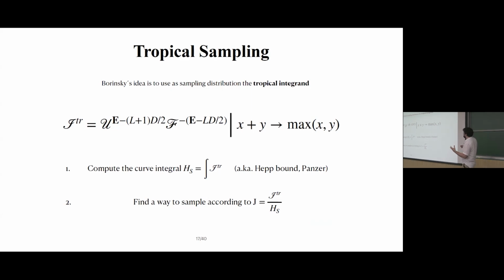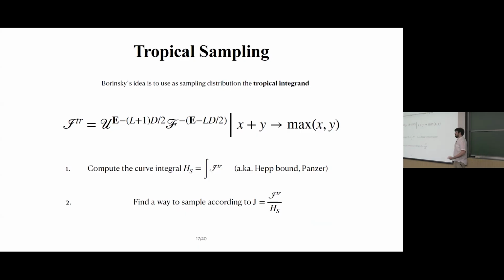So the tropical integrand is sort of an approximation to the original integrand. And this is the sense in which you expect it to look like the original integrand, and therefore to give you a small variance. This is the intuition. Okay, so the goal now is just to generate samples distributed according to this tropical integrand.